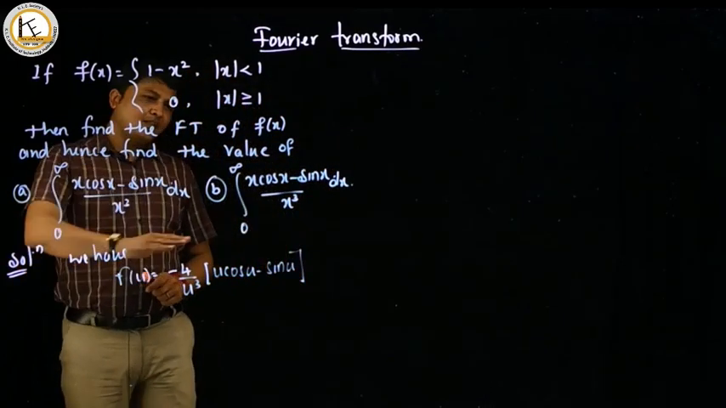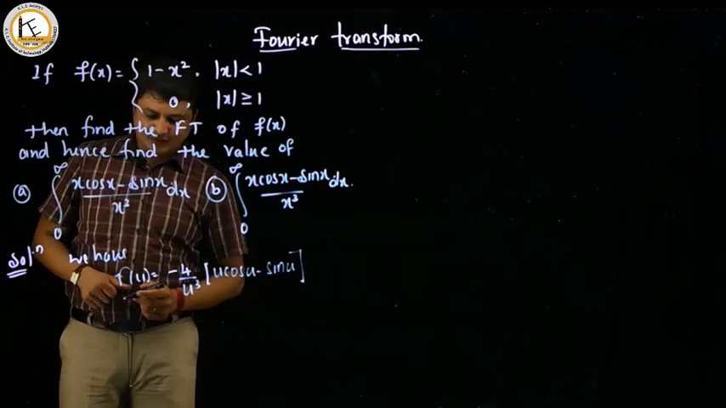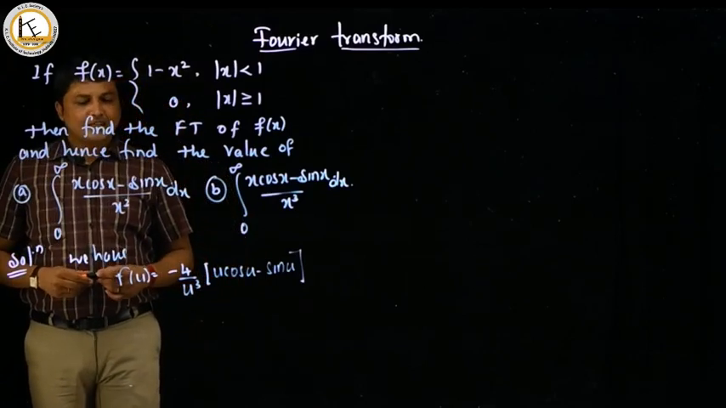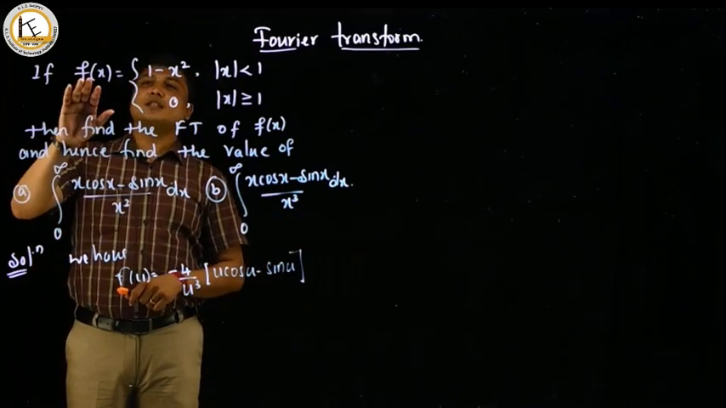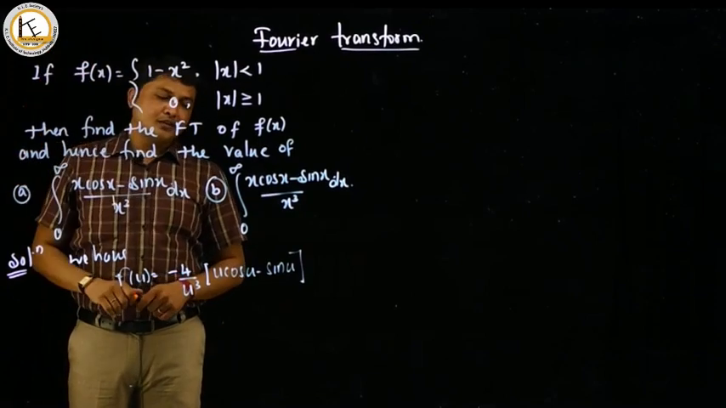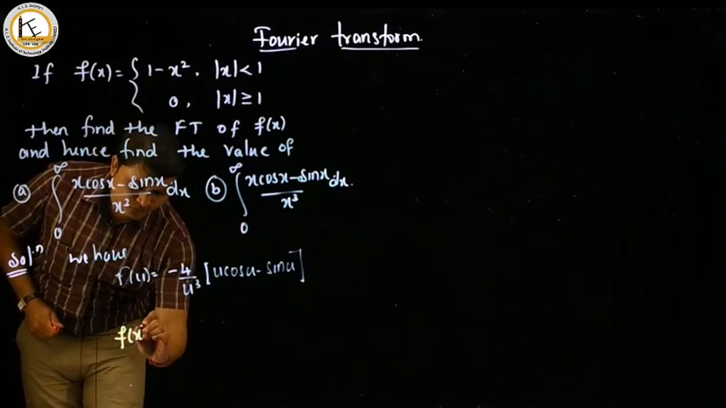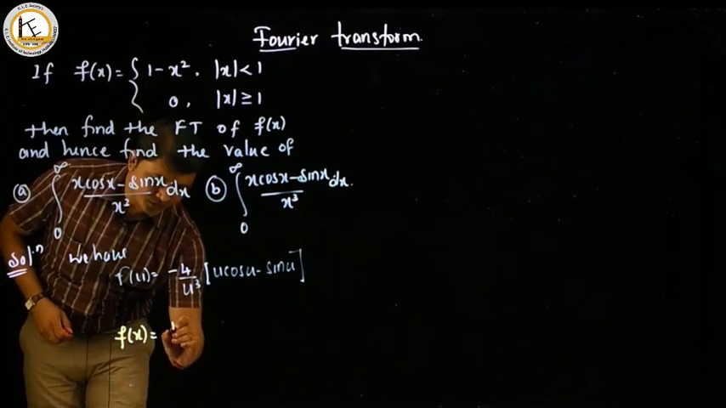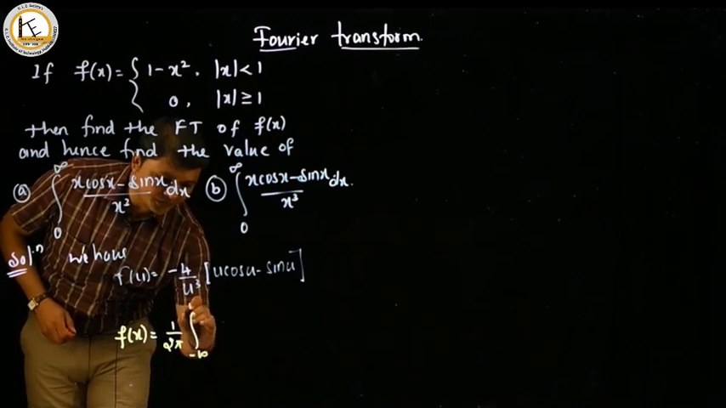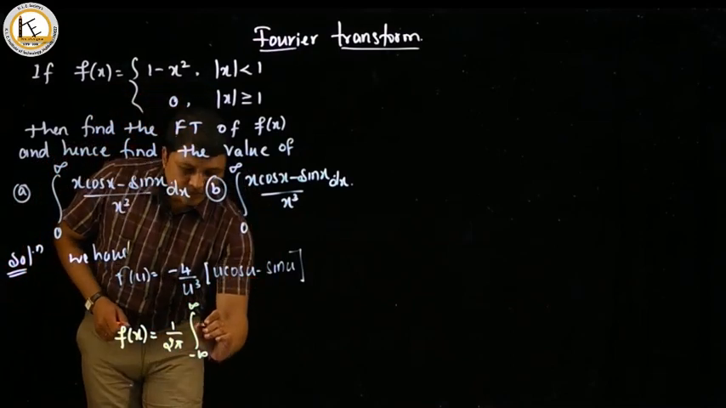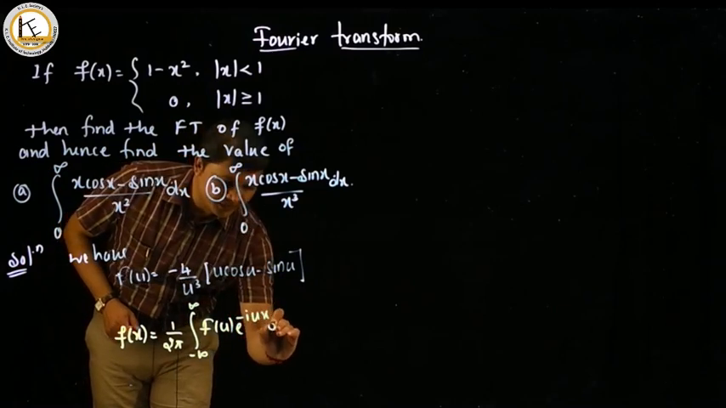Okay. Evaluating the second integral now. Once again, we use the inverse Fourier transform formula, and for evaluating this integral we are going to use the Fourier transform which we obtained from the first part. So the inverse Fourier transform: f of x equals 1 by 2 pi integral from minus infinity to plus infinity of f of u into e raised to minus iux with respect to u.